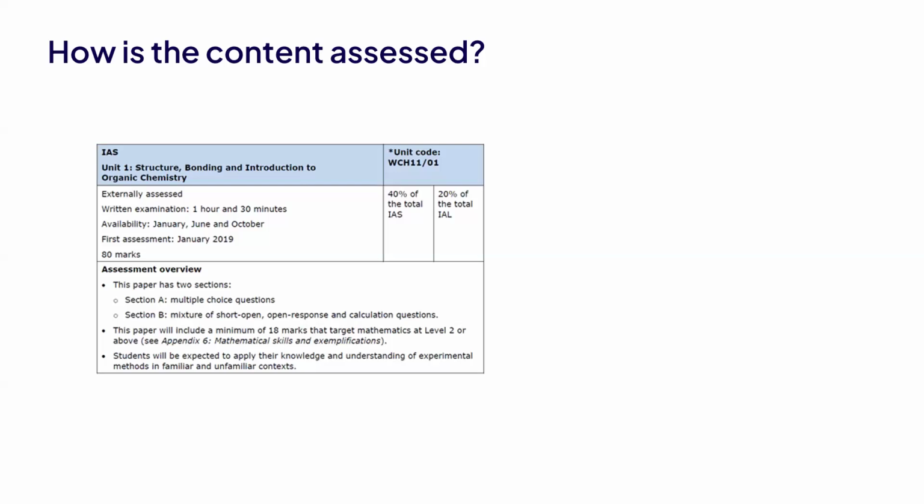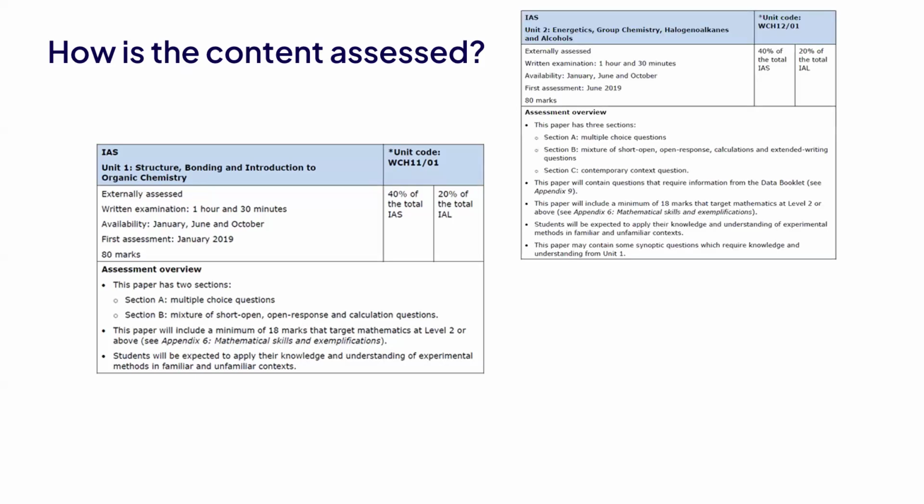And it's available in January, June, and October. The paper has two sections, section A, multiple choice, and section B, a mixture of short, open response and calculation questions. We'll look in much more detail later on in the presentation about the type of questions that your students will meet. But the important thing here is they will be expected to apply their knowledge and understanding of experimental methods in familiar and unfamiliar contexts, as in the theory unit.